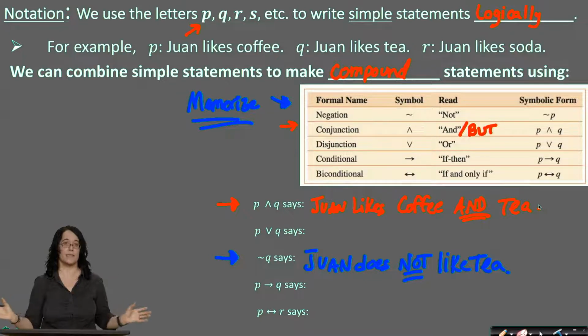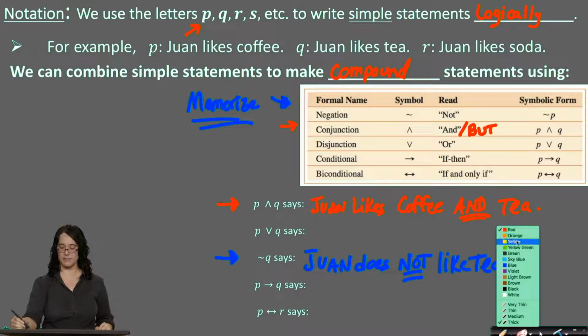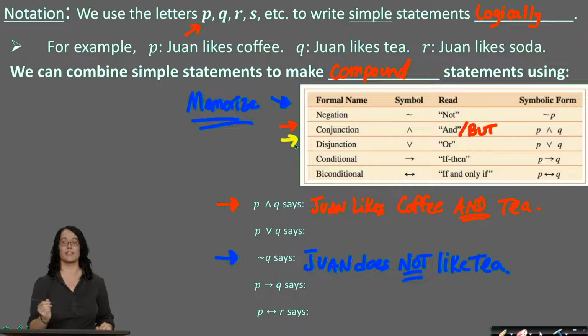Okay, so that's the idea of putting the two simple statements P and Q together with the conjunction symbol, that facing up arrow. Okay, let's see our next symbol that we need to memorize here, and that would be our disjunction symbol. So the disjunction is another way of connecting two simple statements, but instead of saying you have to have P and Q both being true, it's the case where just one of them has to be true.